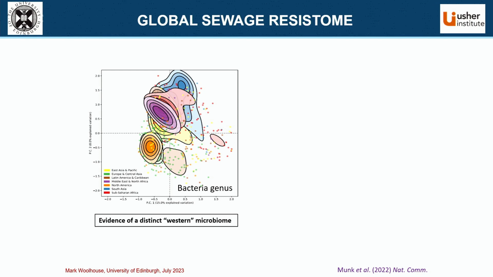So, another one of these 2D reduction plots, and now we're comparing not AMR, but the bacteria we're finding in the samples across continents. The pattern I want you to look at is that the orange and the green areas, which are Europe and North America, are very similar indeed, and they're demonstrably different from everywhere else in the world. That is something the microbiologists have known about for a long time. There is a distinct Western microbiome, and we're seeing the signature of that in the sewage coming out of these samples.